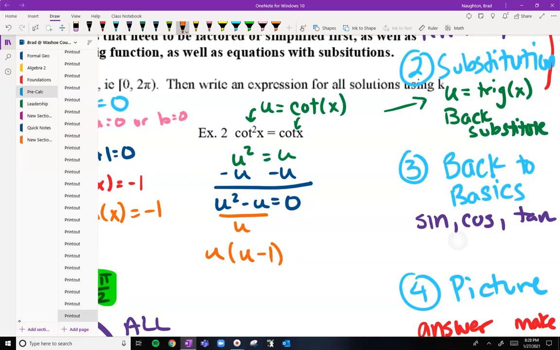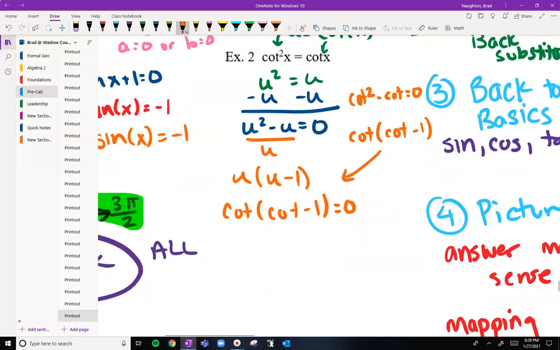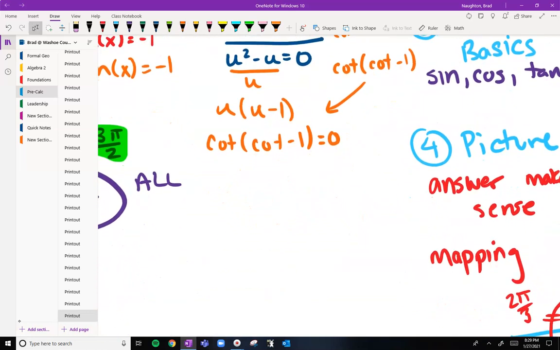Now, could you have done that over here? Absolutely. Cotangent squared minus cotangent is equal to 0. Factor out a cotangent, and I'm going to get cotangent times cotangent minus 1. And then here is the same thing, because when I back substitute, I'm going to get cotangent and then cotangent minus 1. Cool. Done. Easy. So again, the u is just a strategy if you get stuck. But if you just want to go and tackle it, that's cool too.